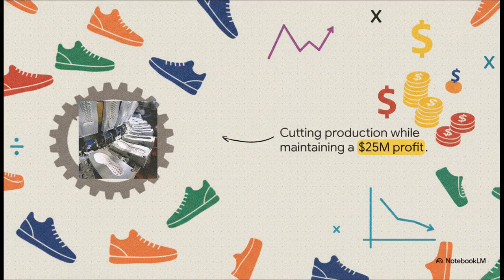Let's ground this with a real example. Imagine a shoe manufacturer. Right now, they're producing 1 million shoes and bringing in a very handsome profit of $25 million. But factory costs are rising, and they really want to reduce their production volume. The catch here? They want to keep that exact $25 million profit completely intact. No pay cuts. So how do they find the precise number of shoes to make to hit that sweet spot?